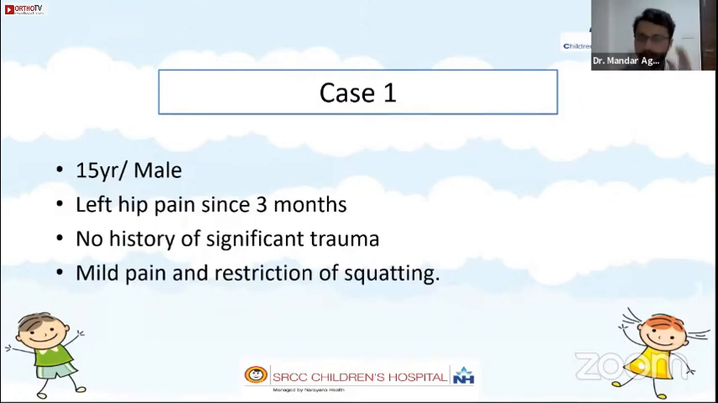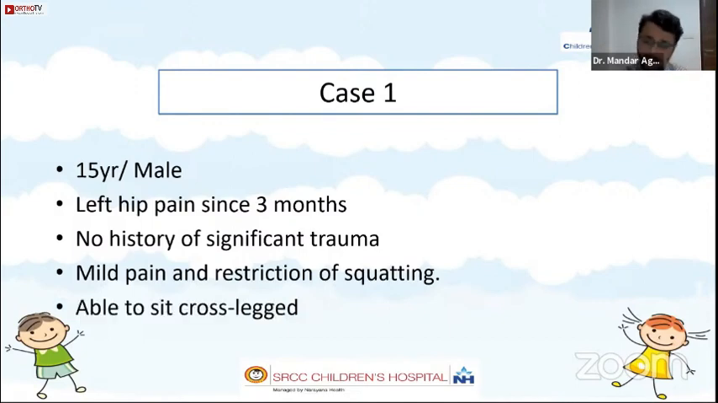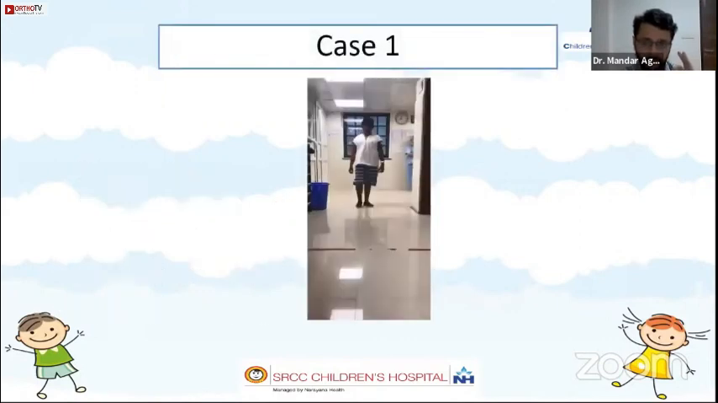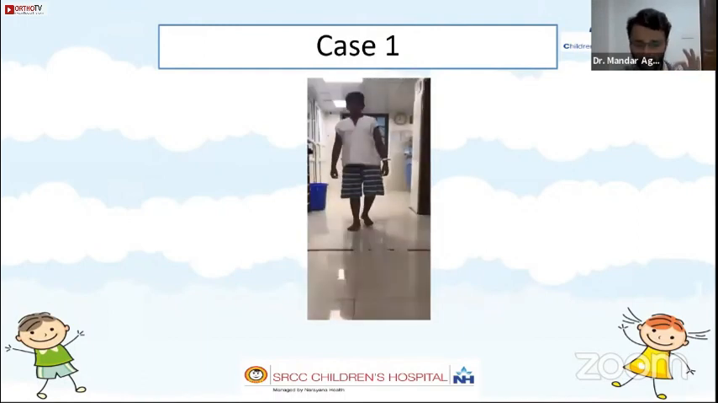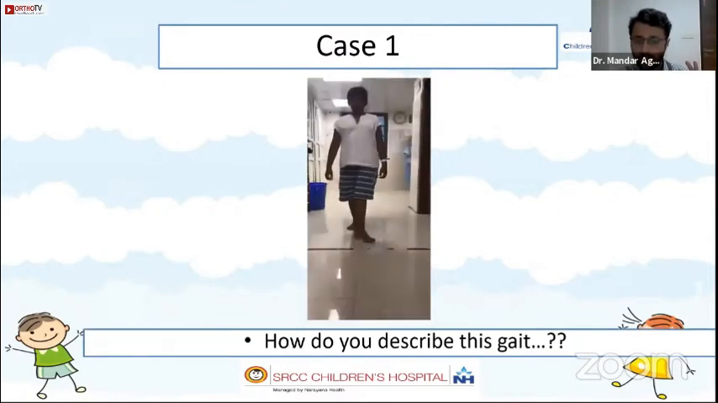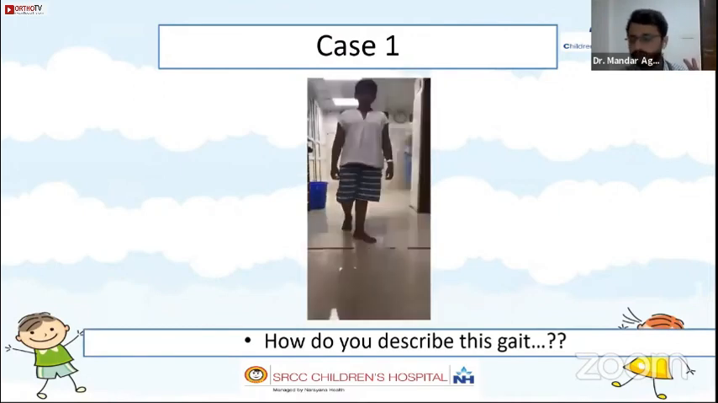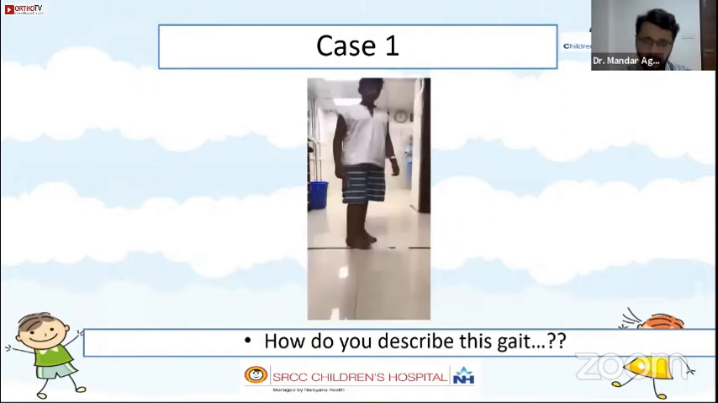So you have a 15-year-old adolescent, slightly obese boy who doesn't have any other problems in activities of daily living and has come with mild hip pain with mild restriction of squatting and is able to sit cross-legged. So for all practical purposes, he is otherwise a normal child. And you can see that the left side is moving in an outward manner. So this is a typical out-toeing gait. You can see that the foot progression angle in this case is almost 45 degrees.